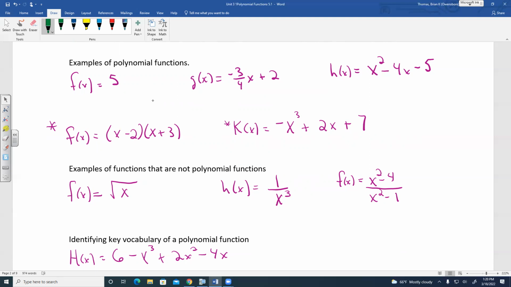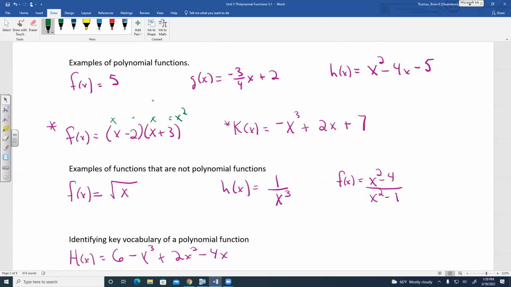This one looks a little different. F of x equals x minus 2 times the quantity x plus 3. That's actually a polynomial as well. Notice that if you multiply the x's together, the x times the x gives you x squared. And that tells you that the degree of this polynomial function is 2, because all you have to do is multiply the x's together to get your degree there.